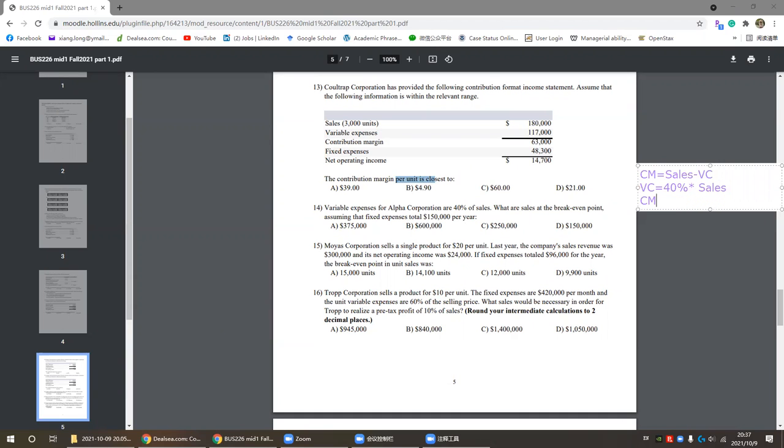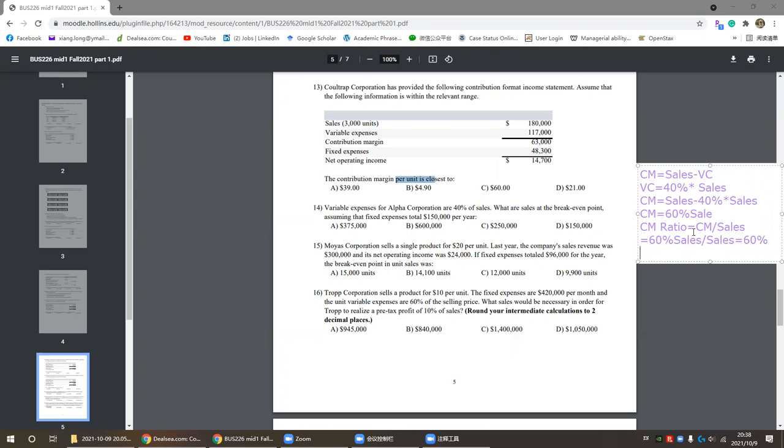So we can calculate the contribution margin. It will be equal to sales minus, we put this 40% of sales back into this equation, 40% multiplied by sales. So we know that our contribution margin will be equal to 60% of the sales. Our contribution margin ratio is equal to contribution margin divided by sales. We put this contribution margin back in here, so 60% of sales divided by sales. So we know that our contribution margin ratio is equal to 60%.